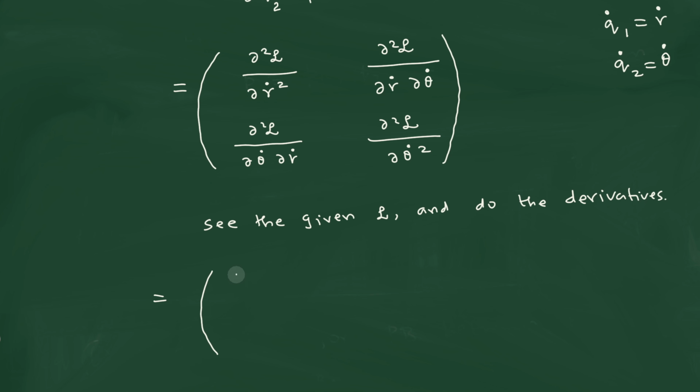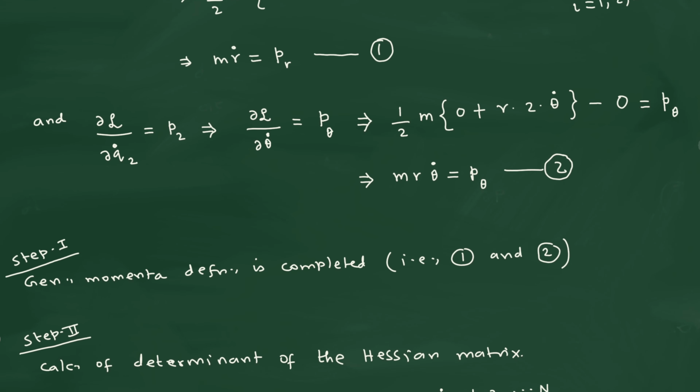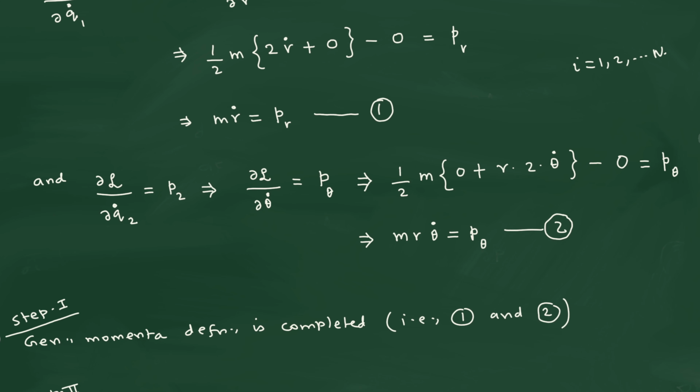So I'll be getting m here. And here there is no dependence on r theta. Therefore, the second derivative is 0. And here also, there is no cross derivative term. If you want, you can check by simply performing the derivative of the given Lagrangian. And here, dou square L by dou theta square, you have to be careful, because theta dot is already present in the system, so you'll have to evaluate. It is there here.